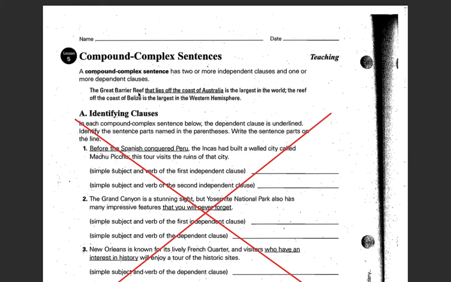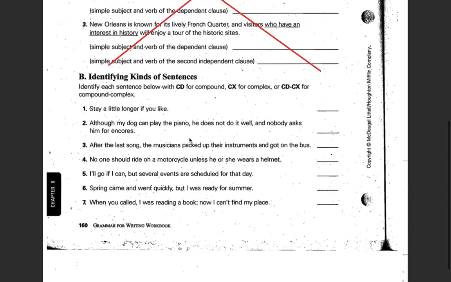The Great Barrier Reef that lies off the coast of Australia is the largest in the world. The reef off the coast of Belize is the largest in the Western Hemisphere. The Great Barrier Reef is the largest in the world is my first independent clause. The second independent clause is here: the reef off the coast of Belize is the largest in the Western Hemisphere. So now I have two independent clauses, and this is the dependent clause, which makes up a compound complex sentence. And that's all you need to know about a compound complex sentence.